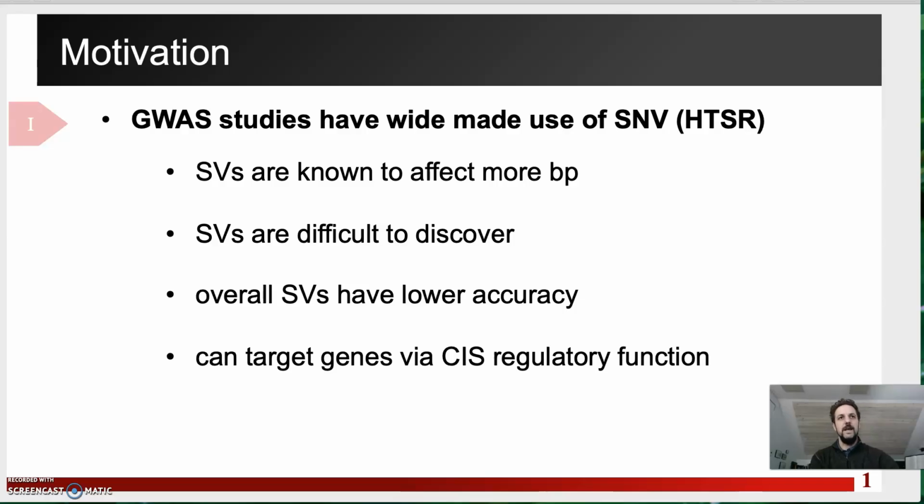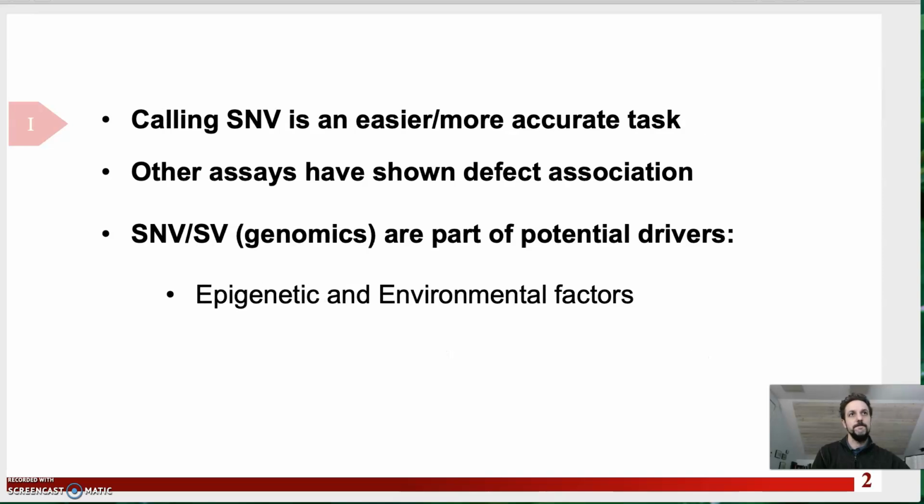The structural variants, or SVs, are known to affect more total base pairs, but they're difficult to discover, they have lower accuracy. One interesting thing that motivated our work was that they can often target genes indirectly through a cis regulatory function, an enhancer, a promoter, and so they can have this indirect relationship, which we wanted to explore.